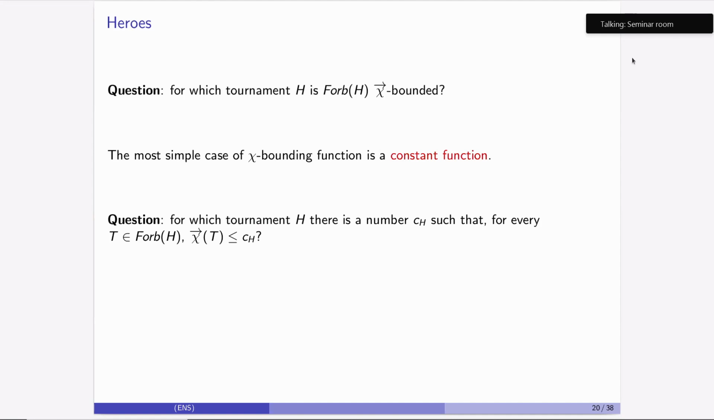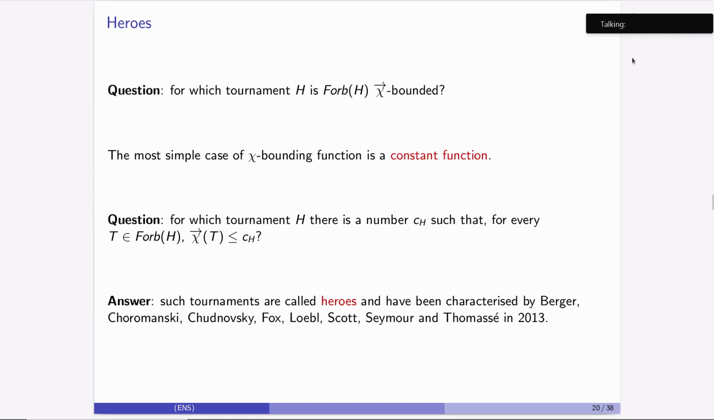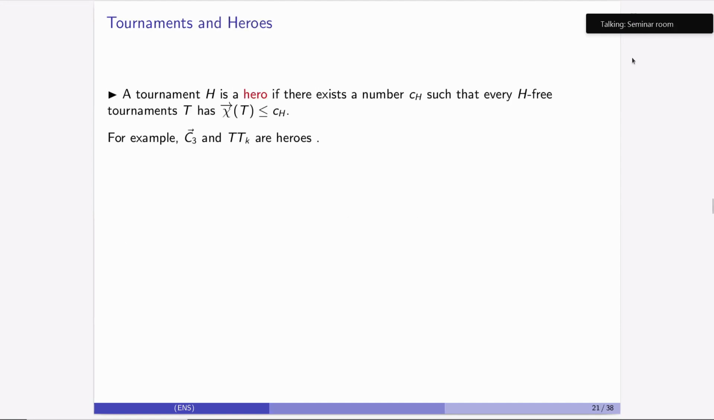This was studied before the clique number of a tournament was defined. Such tournaments were called heroes, and they were characterized 10 or 12 years ago. So let's investigate them for one minute.